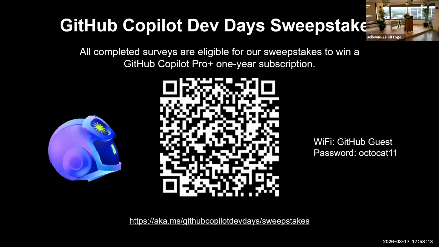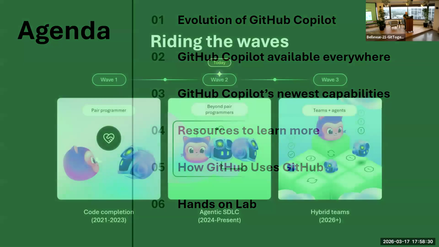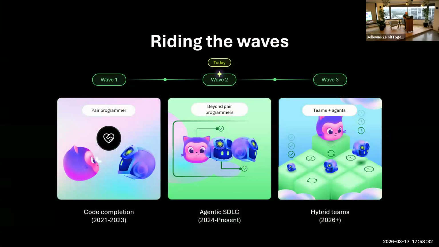Get back to the slides here. Here we go. Talk about GitHub Copilot Dev Days. What we have on tap for tonight is getting my clicker to work. That's the first thing there. Oh, PowerPoint was taking a nap and then catching up.